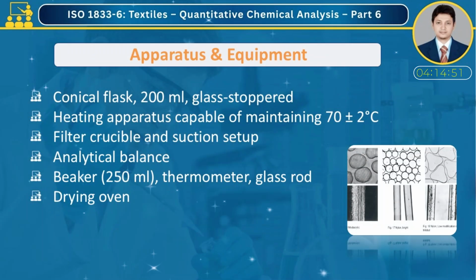Apparatus and equipment. The apparatus includes a glass-stoppered conical flask of at least 200 milliliters capacity and a heating device capable of maintaining a temperature of 70 degrees Celsius within a 2-degree tolerance. Other required equipment includes a filter crucible with suction apparatus, an analytical balance, beakers, a thermometer, a glass rod, and a drying oven. All apparatus must be clean, calibrated, and free from residues that may affect the mass measurements.